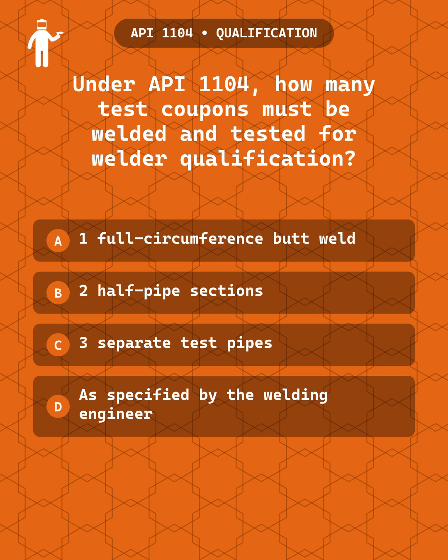Question 8. Under API 1104, how many test coupons must be welded and tested for welder qualification? Is it A, 1 full circumference butt weld, B, 2 half-pipe sections, C, 3 separate test pipes, or D, as specified by the welding engineer?